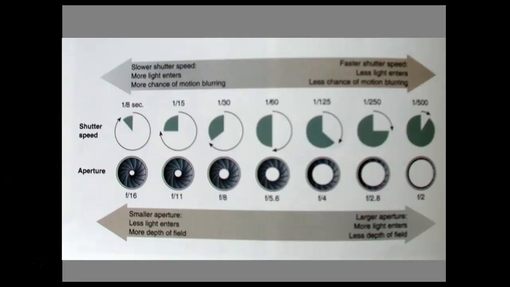So here we have a scale of numbers. We have the shutter speed and aperture across from each other so that we can pick out different combinations of aperture and shutter. This is a good visual to show you the relationship. Slower shutter speed, more light enters, but there's more of a chance of motion blurring. Faster shutter speed, less light enters, less chance of motion blurring. Here we have aperture settings. A larger aperture, more light enters the camera, but you get less depth of field. And a smaller aperture, less light enters, more depth of field.